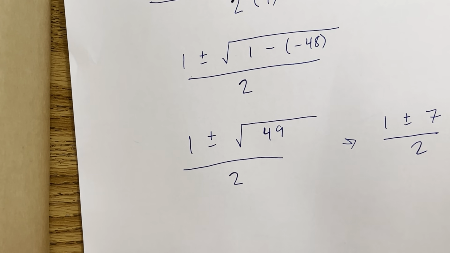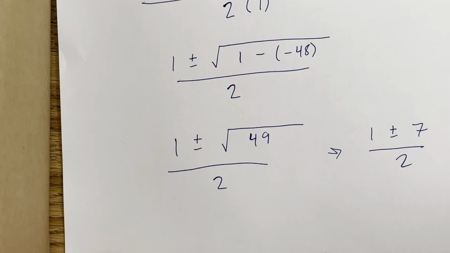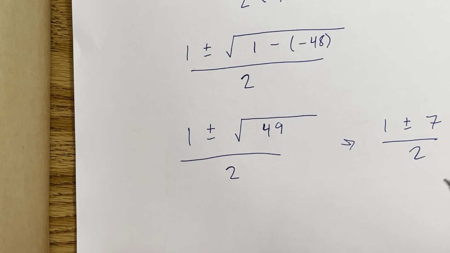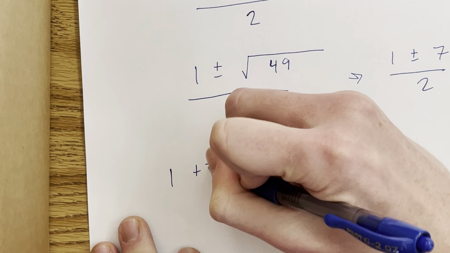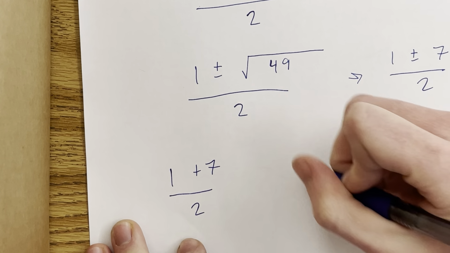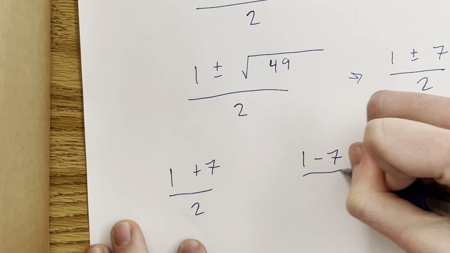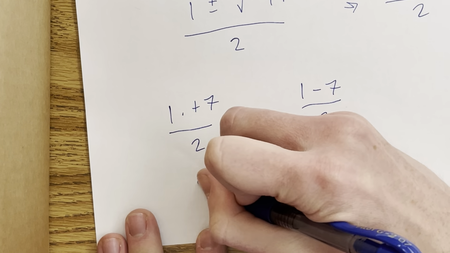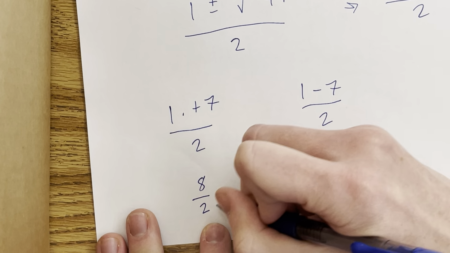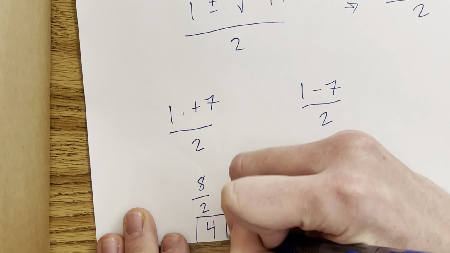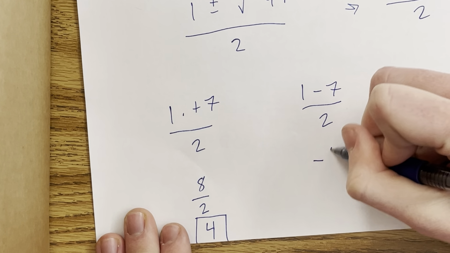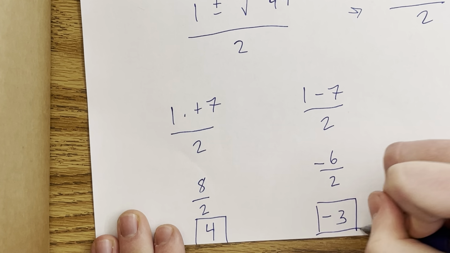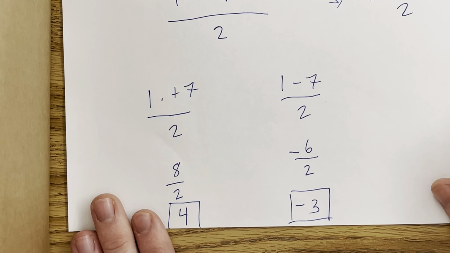Now we split it into two problems because plus or minus means that we have two solutions. We need to try out plus, and then we need to try out minus. So 1 plus 7 over 2 is going to be one of our solutions, and 1 minus 7 over 2. Of course, we have to simplify. So that'd be 1 plus 7 is 8 over 2, which is 4. And 1 minus 7 is negative 6 over 2, which is negative 3. Those are our two solutions.